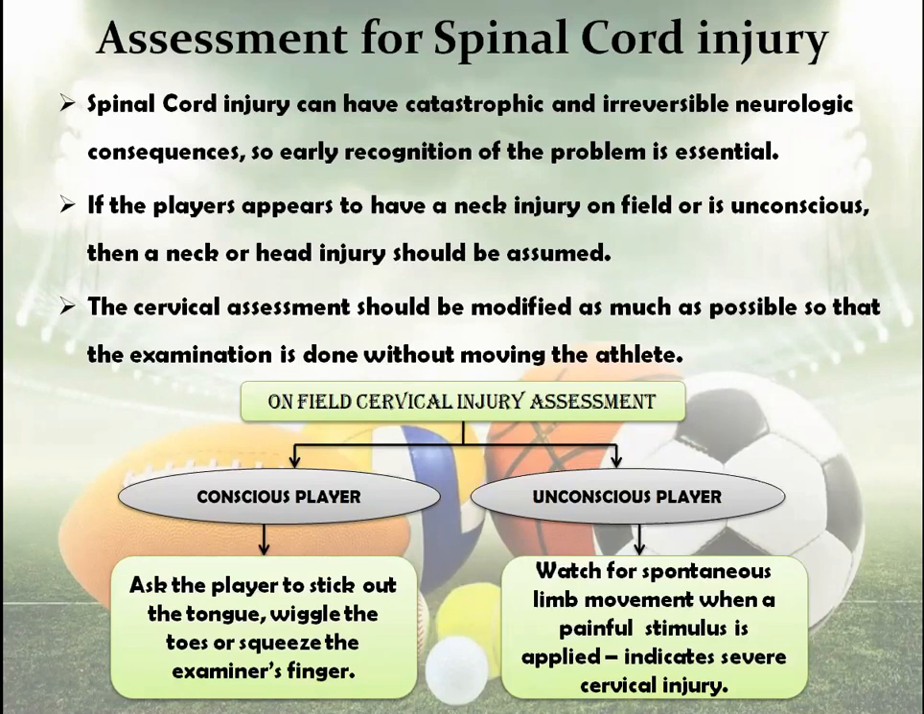In conscious player, the player is asked to stick out the tongue or squeeze the examiner's finger. These are done to know whether the player can hear and follow the instruction. If the player cannot follow the instruction, it is considered to be a cervical injury. In unconscious player, the therapist should apply a painful stimuli and watch for the spontaneous limb movement. If no movement is observed, it indicates severe cervical injury.